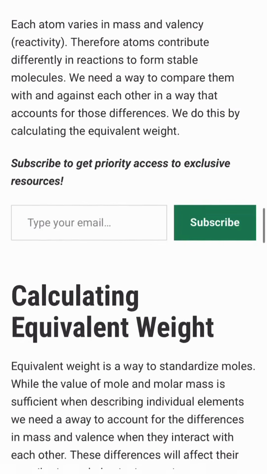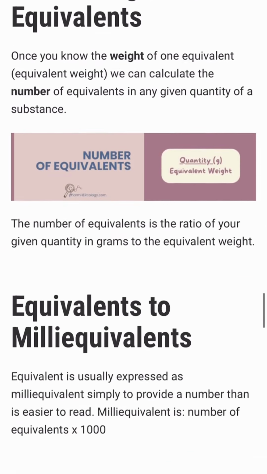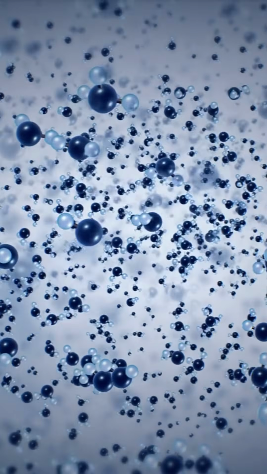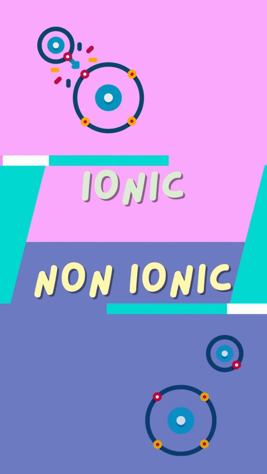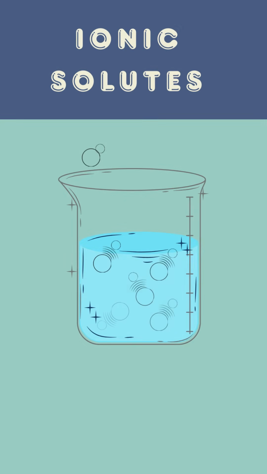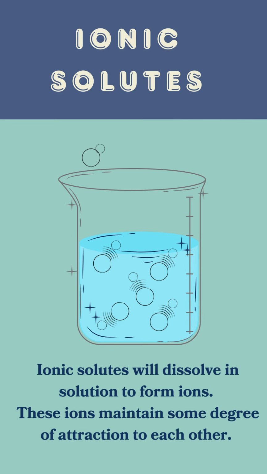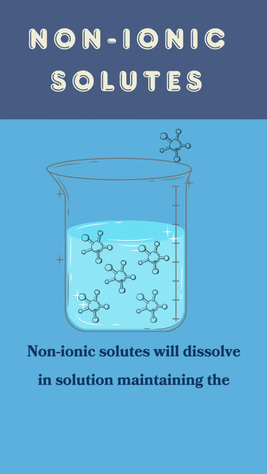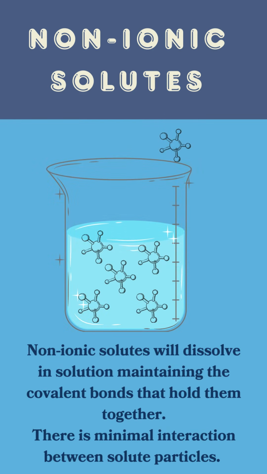The amount of osmotic pressure exerted by a solute is dependent on how it interacts once it's in solution. The interaction is either ionic or non-ionic, and you need to know which to calculate osmolarity. Ionic solutes will dissolve in solution to form ions, and ions maintain some degree of attraction to each other in solution. Non-ionic solutes will dissolve in solution, maintaining the covalent bonds that hold them together. There is minimal interaction between solute particles.